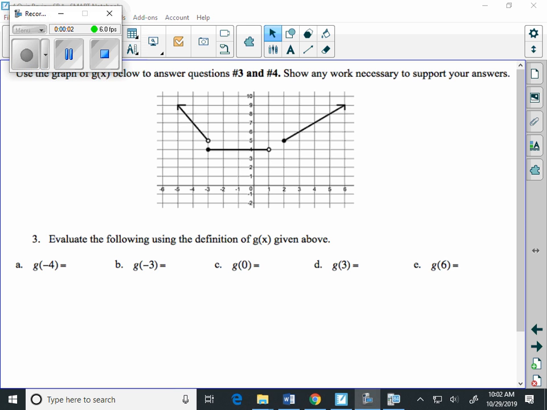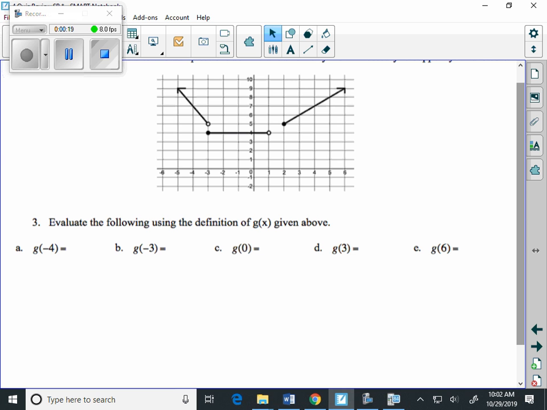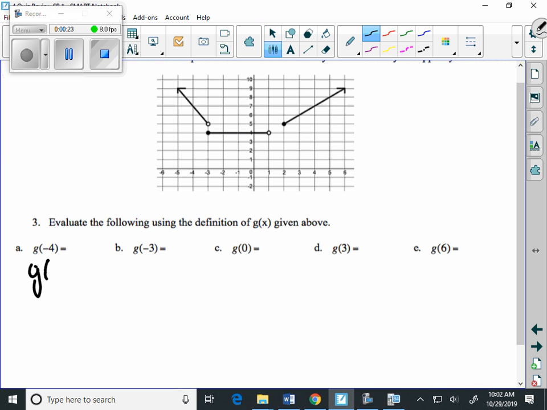Use the graph of g of x below to answer questions number 3 and 4. Show any work necessary to support your answers. So a reminder here as we evaluate based on this graph that you're only going to get one answer to these questions. So we look at g of -4, reminder that that means g of x.